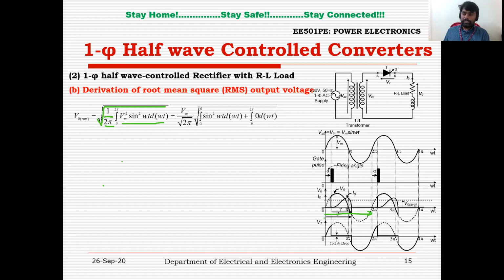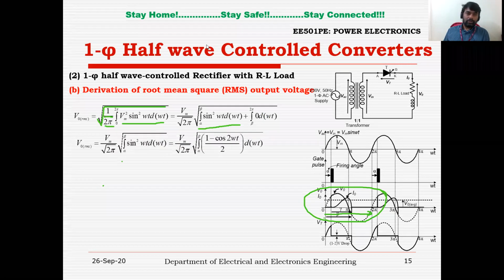And if you see the output responses, from alpha to beta we are getting some voltage, which is sin square omega t. And from beta to 2 pi, we are getting 0 voltage. So we won't consider this portion. Now you can rewrite alpha to beta sin square omega t.